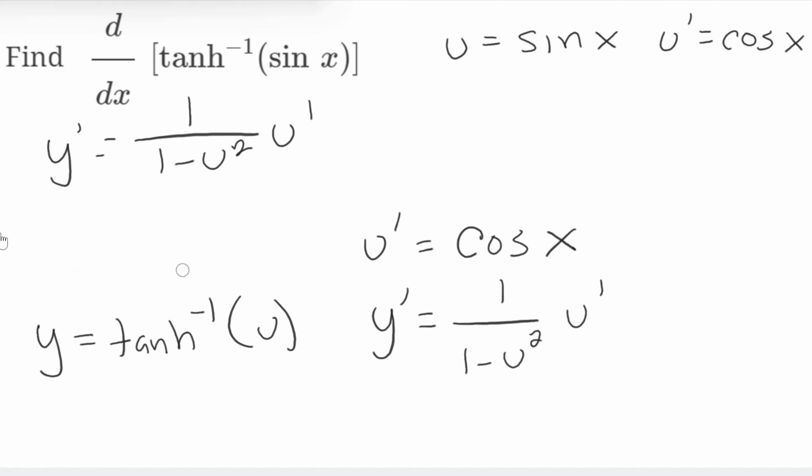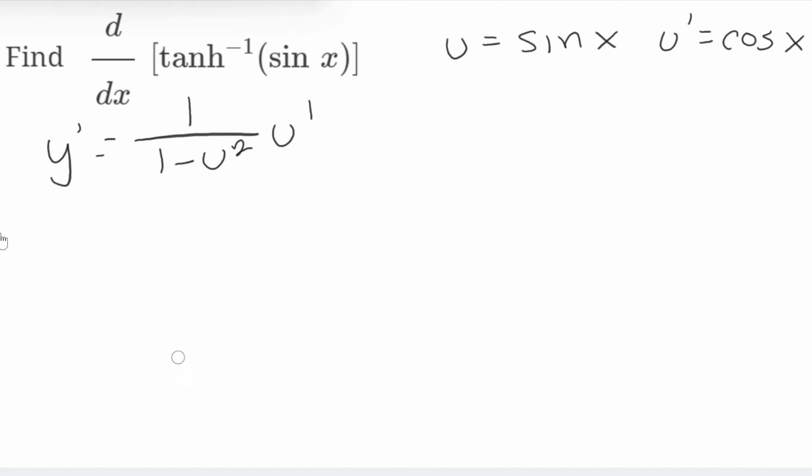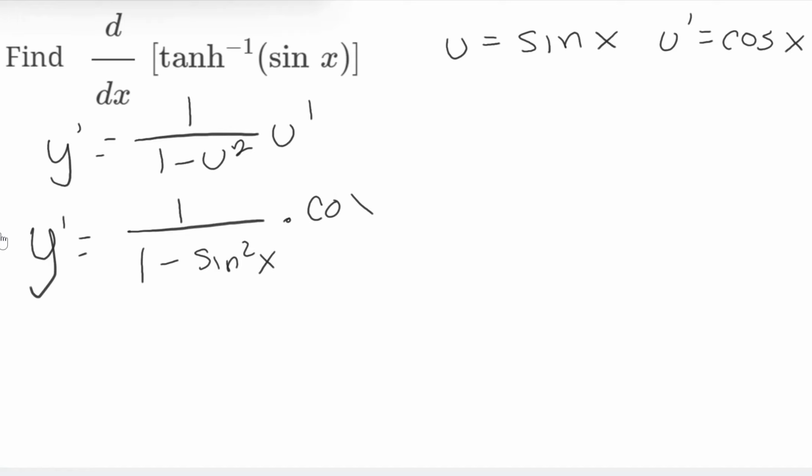All right. So let's plug in what we know. So I have 1 over 1 minus what's u? So it's sine squared x. And u prime was cosine x.